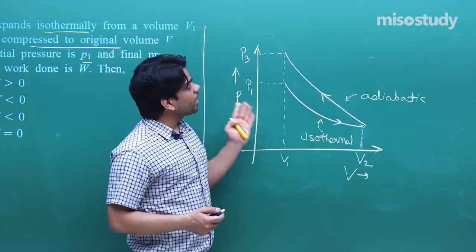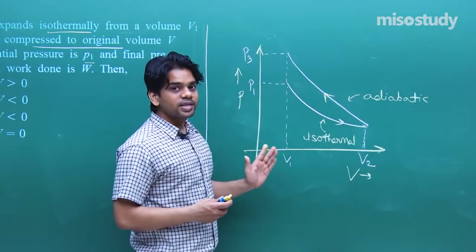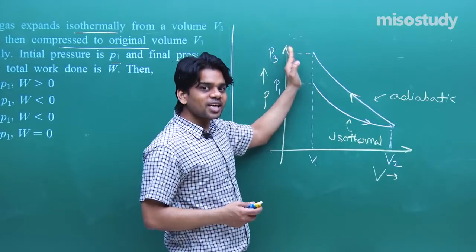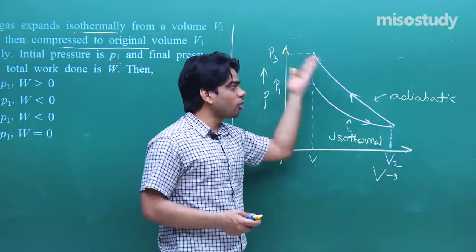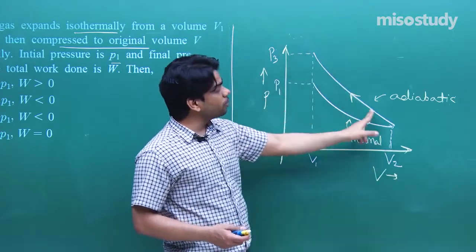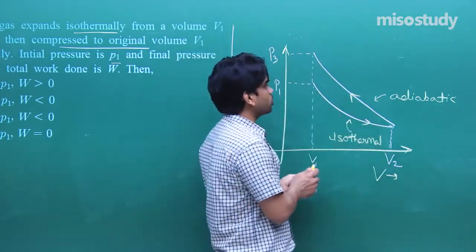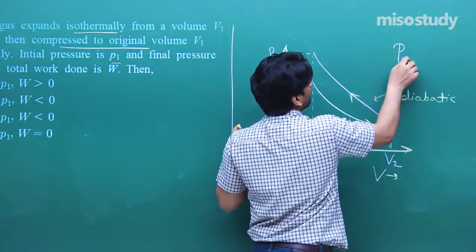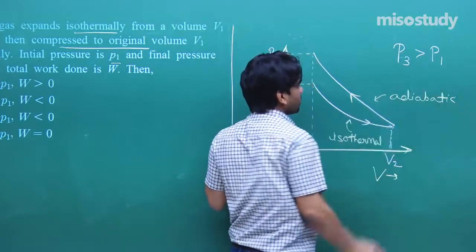Since the slope of the adiabatic PV curve is more, the pressure has to be more. The final pressure has to be more because when it reaches the initial volume, the final pressure P3 has to be more, because the curve's slope is actually more. So if I compare, P3 is greater than P1.